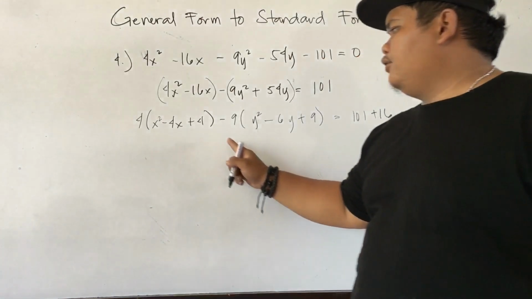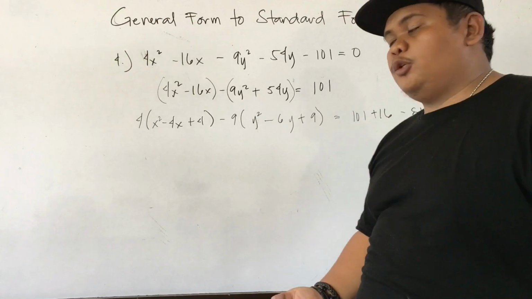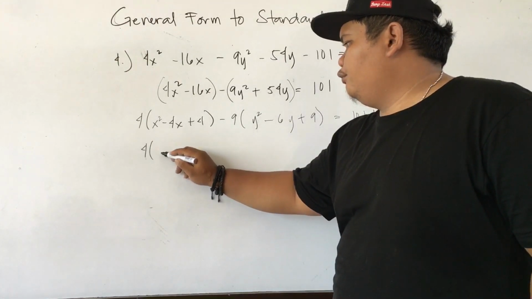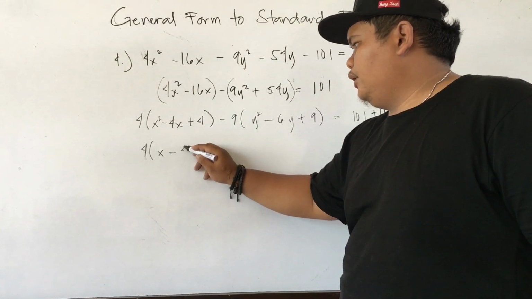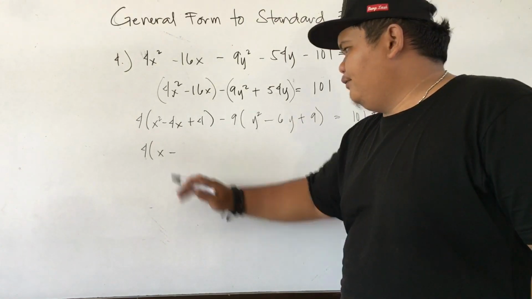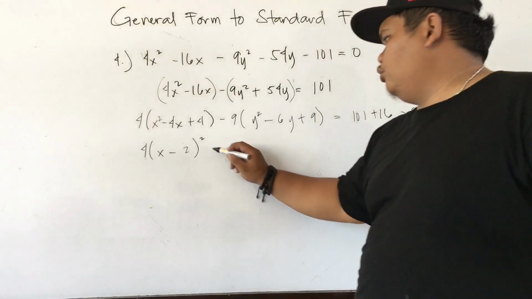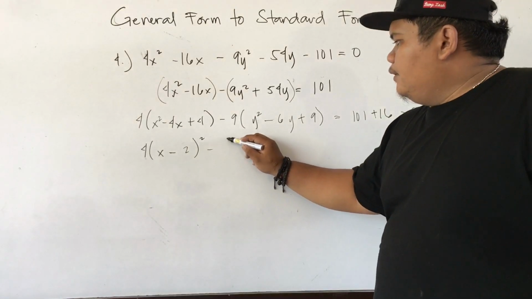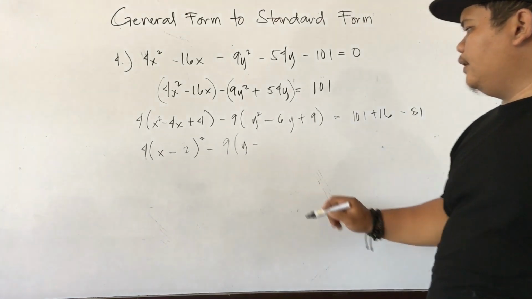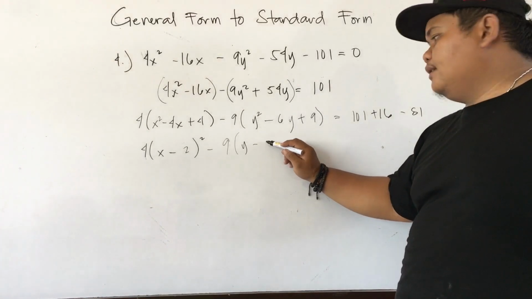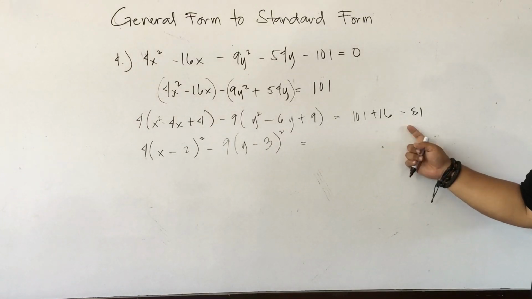Now, after completing the square, we are going to rewrite that in binomial form. So we have here 4 times x, since the sign is negative, this is negative, and the square root of the last term is 2, and our exponent is 2. Minus 9, and the square root of the first term is y, the sign is negative, and the square root of the last term is 3. Exponent is 2. And 101 plus 16 minus 81 is 36.